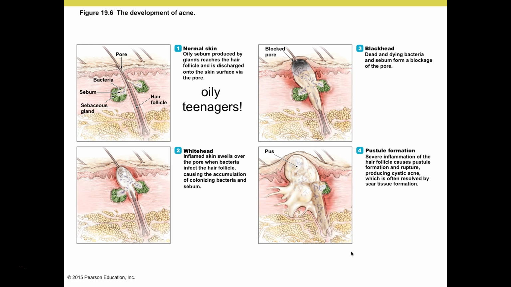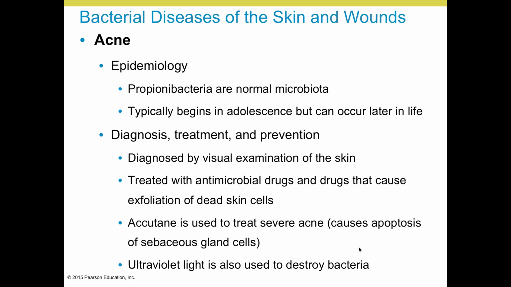Okay, as you can see, from stages 1 through 4, once the pustule has formed, that's when you get the pus, and it goes out through the skin as the hair follicle is coming out. Your Propionibacteria happen to be normal microbiota. Like I mentioned earlier, it happens more in adolescents, but it can occur later on in life.